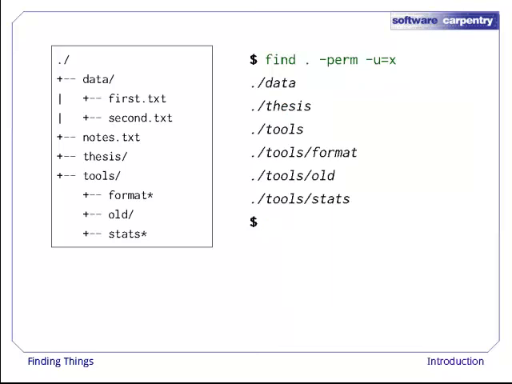We can search by permissions too. Here, for example, we can use -perm -u=x to find both files and directories for which the user has X permission. Combine this with -type f to exclude directories, and voila, a list of runnable program files.